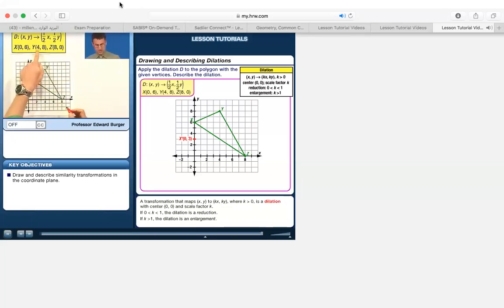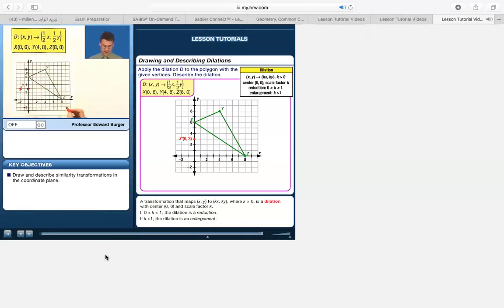The y, which is at 4, 8, I cut each coordinate in half, or multiply by half, divide by 2. I get 2, 4. So I get 2, 4 up here. That's going to be the y prime. And then the z is at 8, 0. So when I multiply by half, I get 4, 0, which is way here. And if you connect them, this is going to be z prime. Again, use a straight edge.